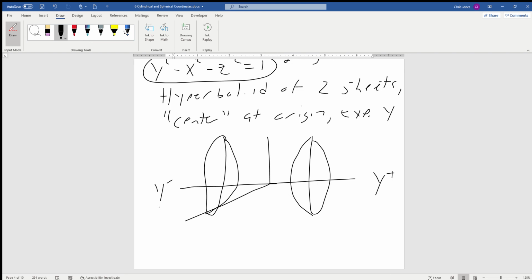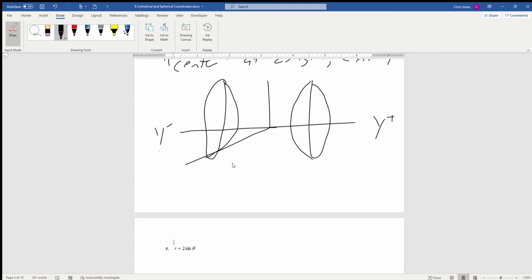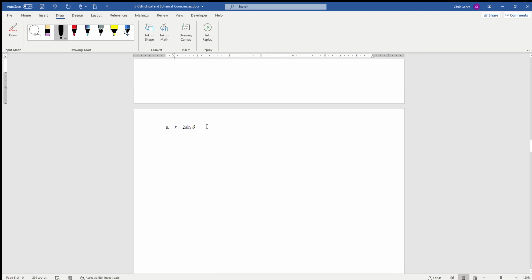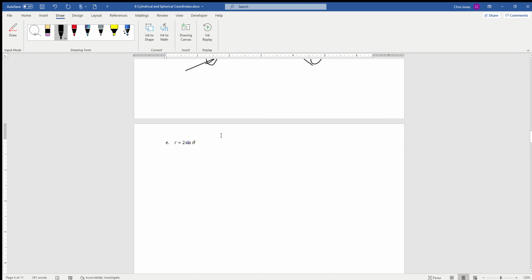Sorry. All right. So one last example is we have this r equals 2 sine theta. This one's another sneaky one, and I'm going to show you the trick. You might remember the trick from Calc 2 when you dealt with polar coordinates.